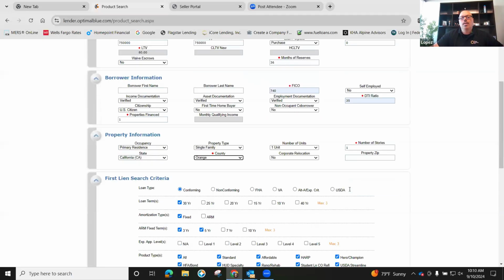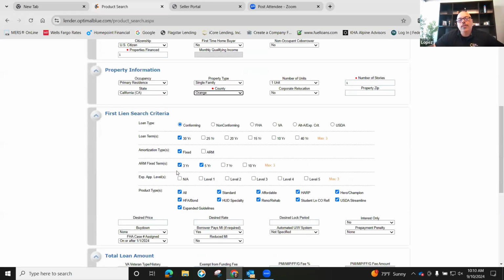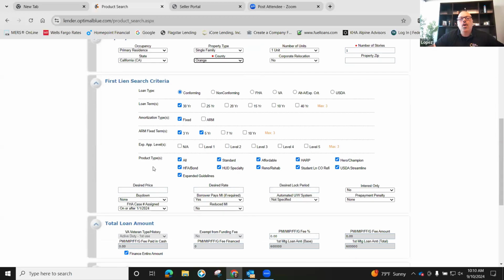Now, what am I looking for? Am I looking for an FHA loan? Am I looking for a VA? For right now, for this one that we're going to do, I'm just looking for a conforming rate. I'm looking for a 30-year fix. These are the ARM. I'm not looking for ARMs. And then this kind of all is checked off here.